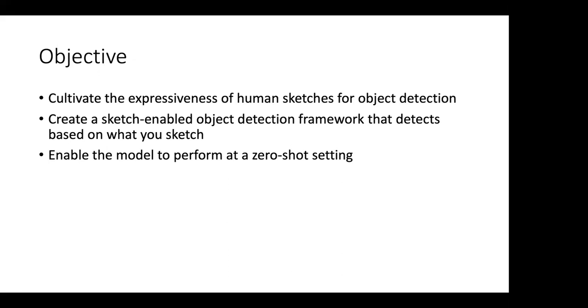The model is made in a way that it works in a zero-shot setting, and it does not require additional bounding boxes and class labels for supervised and weakly supervised training. And to enable generalization, the model utilizes CLIP and SBIR to bridge the sketch-photo gap.